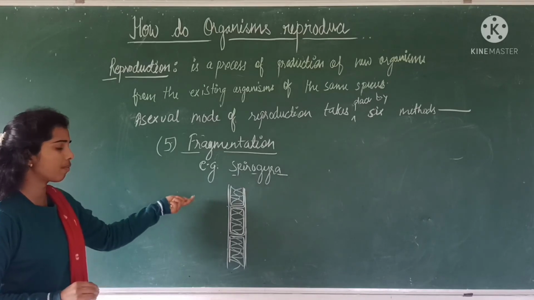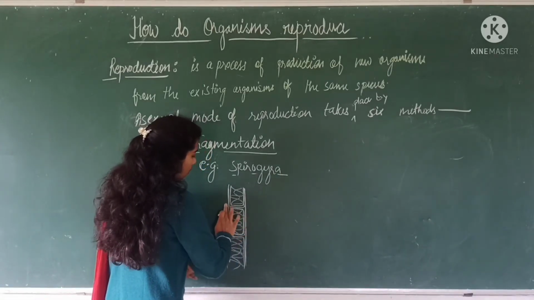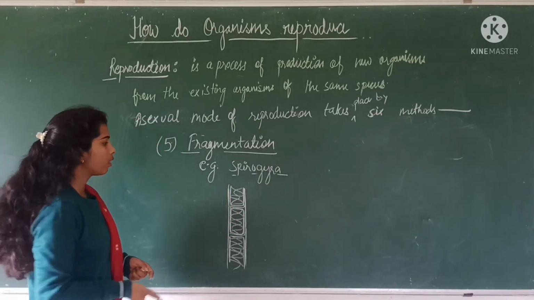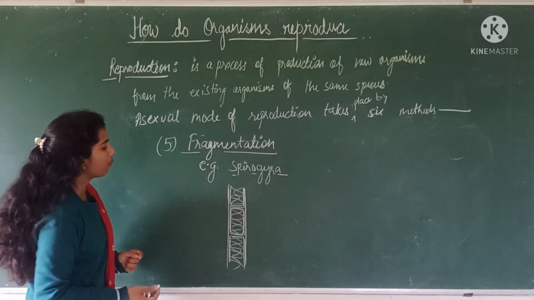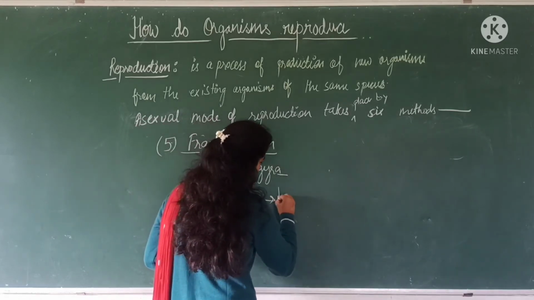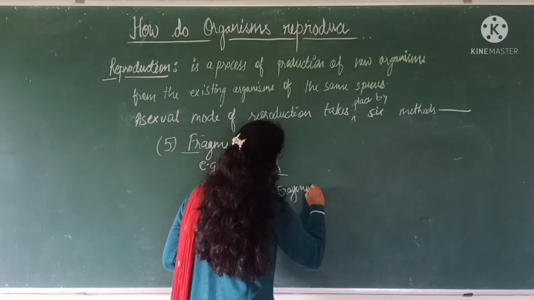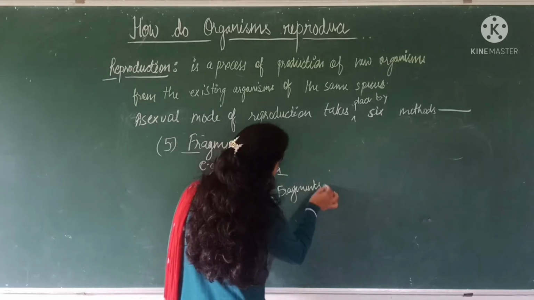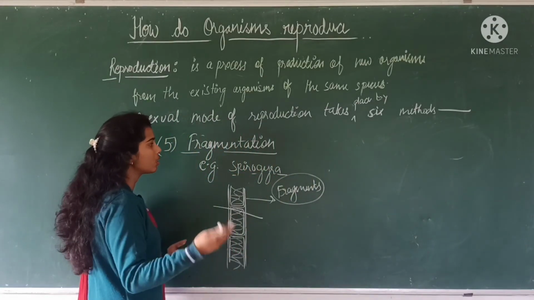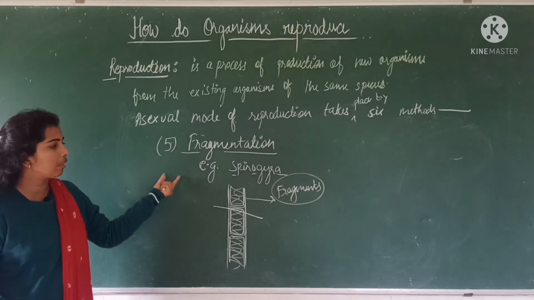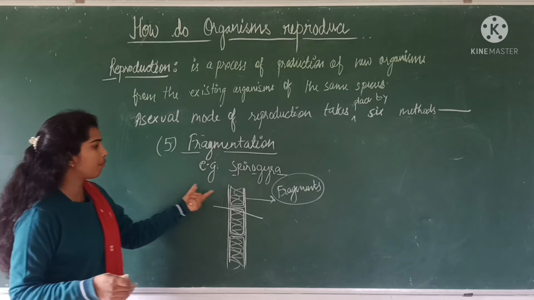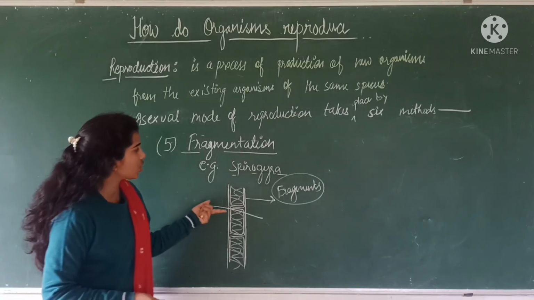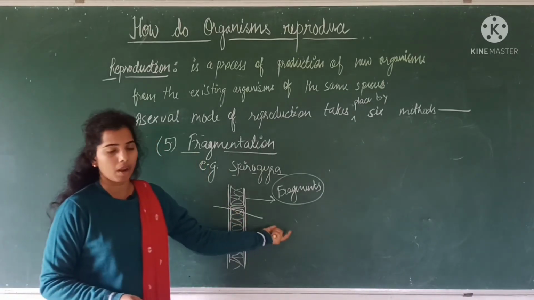This is the structure of Spirogyra, and when they start reproducing, the parent body is divided into fragments. These are fragments. These fragments develop into a new Spirogyra. From these fragments, a new Spirogyra is reproduced, and this process is known as fragmentation. From fragments, a new organism is formed. The main thing is the formation of fragments.